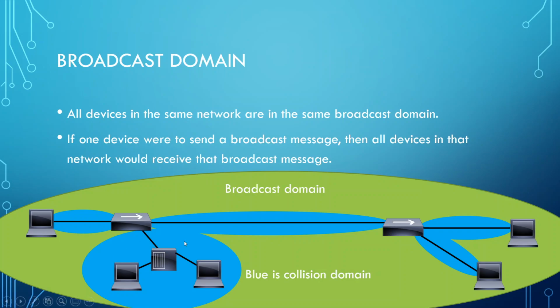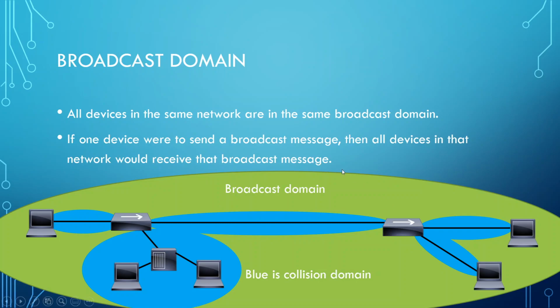As an example, because all these devices are in the same network, this whole area represents the broadcast domain. And as you can see, the blue represents the collision domain. On the switch, the blue is going to be each port. Down here, we have a hub, so that whole area represents the collision domain. These two devices which connect off the hub, only one of them can send at a time because that's a shared medium. The ports on the switches are each their own collision domain.